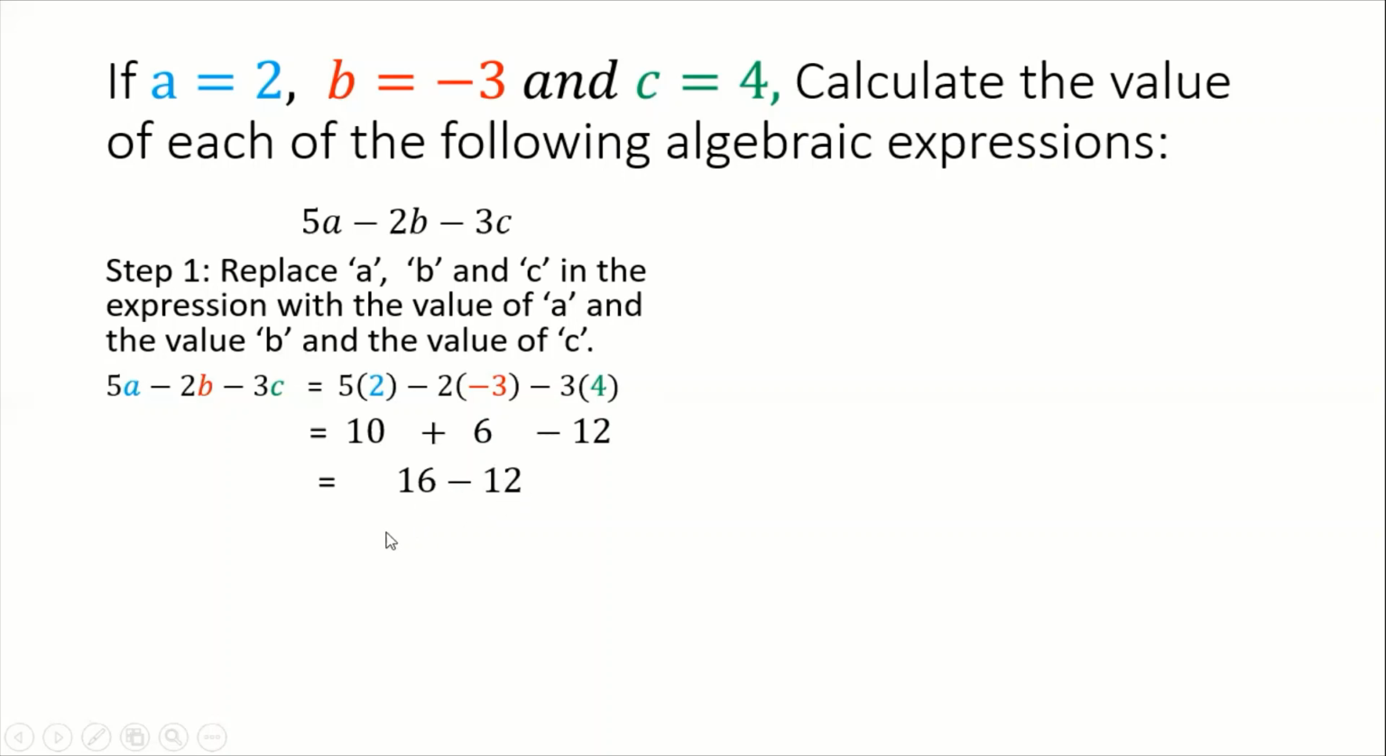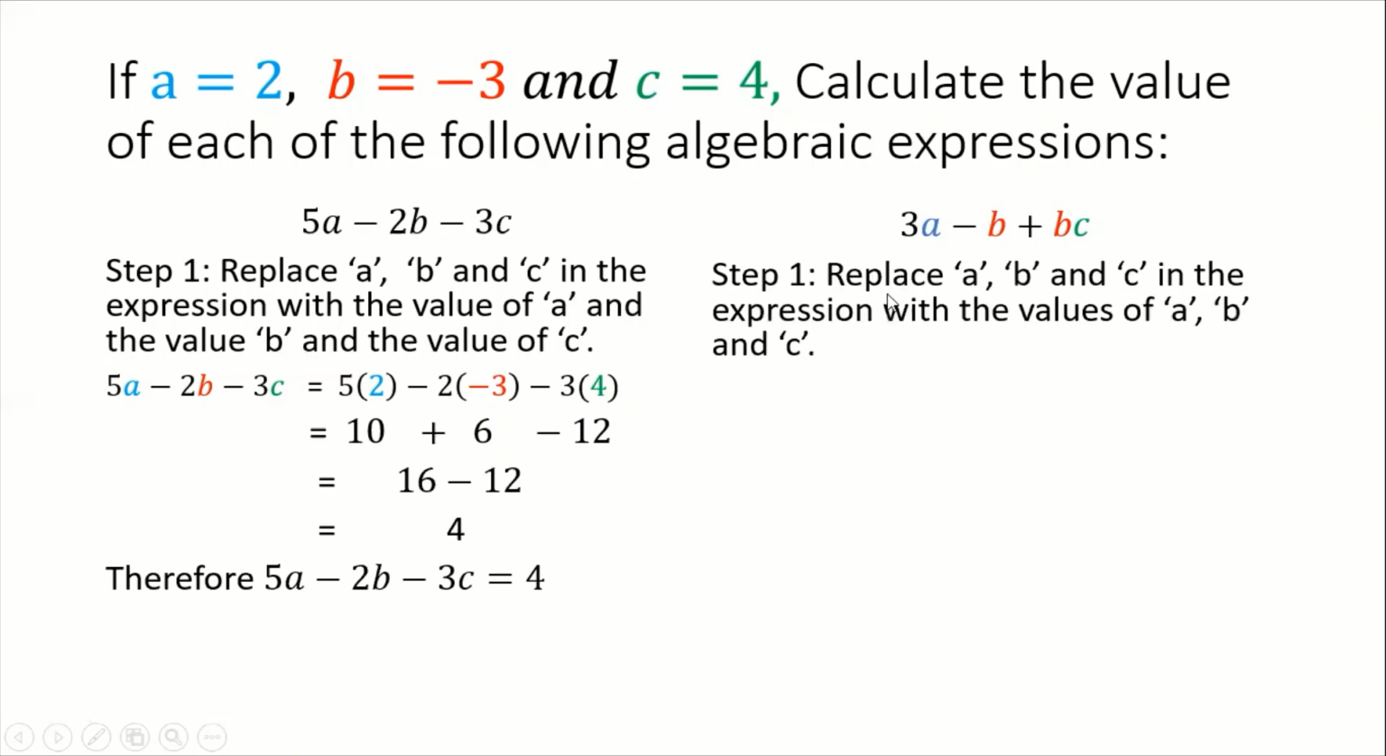And then we still can simplify this further. So 16 minus 12 is 4. And then we write our summative sentence to say, therefore, 5A minus 2B minus 3C is equal to 4. And we're finished here. Let's look at our last example here. We're given 3A minus B plus BC. Right? So step 1, replace A, B, and C in the expression with the values of A, B, and C.